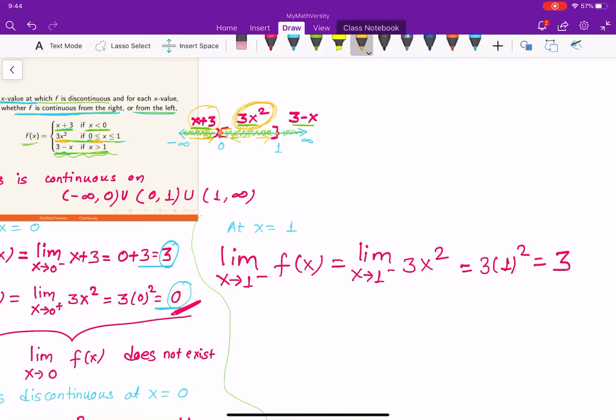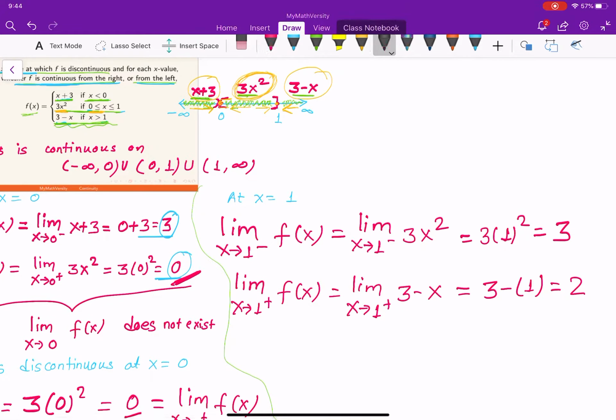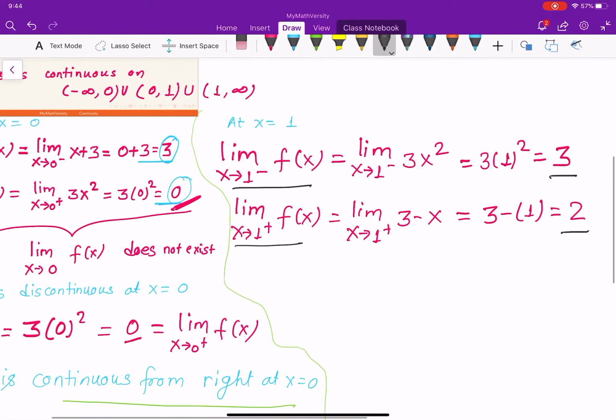In a similar way, let's go closer and closer to 1 from the right side. When we do that, 3 minus x is the rule, right? That's how the function is defined. So we can just see how the function 3 minus x behaves when x gets closer and closer to 1 from the right side, which is again a polynomial. By using the direct substitution property, we just get 2. Wow, this is 3, that is 2. So the left side limit is not equal to the right side limit.